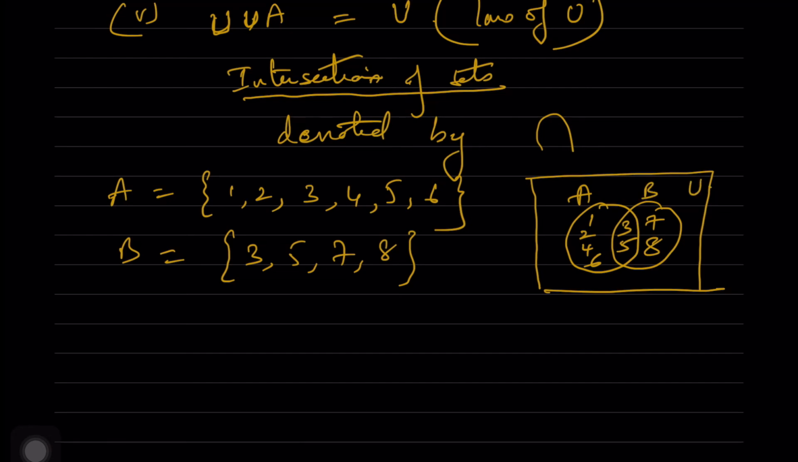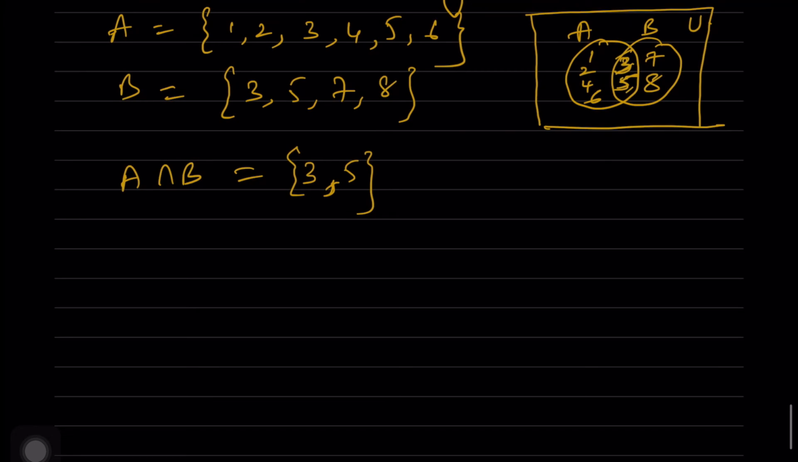So now what is A intersection B from this? A intersection B is nothing but the common elements of both of them, that is 3 and 5 are the common elements in this. So your intersection set consists of only these two elements, 3 and 5. What is common in both of them, that will be the intersection of sets.